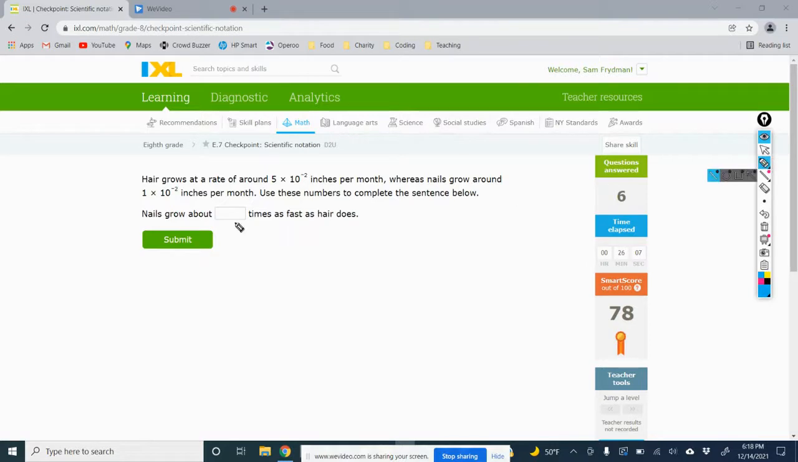So when we see a problem like this, we're going to take the number for nails and divide it by the number for hair. We're not necessarily going to take the bigger number and divide it by the smaller number. We're not necessarily going to take the smaller number and divide it by the bigger number. We're going to take whatever number is associated with this word over here and divide it by whatever number is associated with this word over here. So nails, that was 1 times 10 to the negative second. We're going to divide that by 5 times 10 to the negative second.